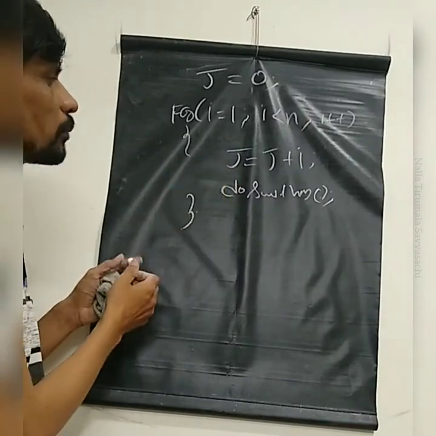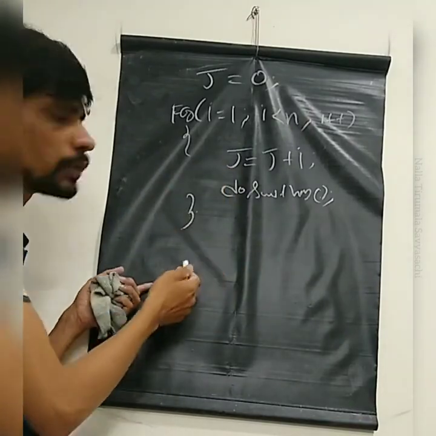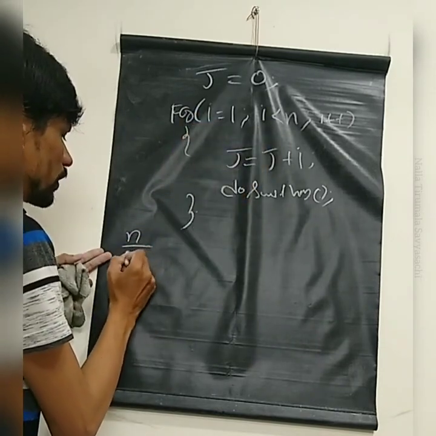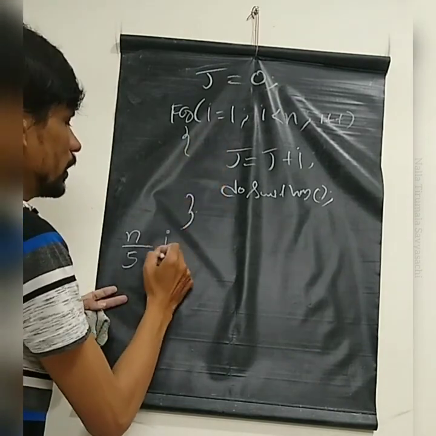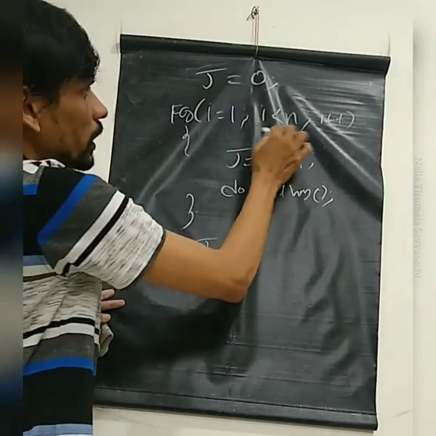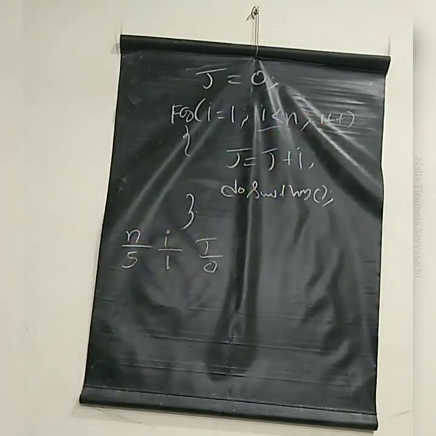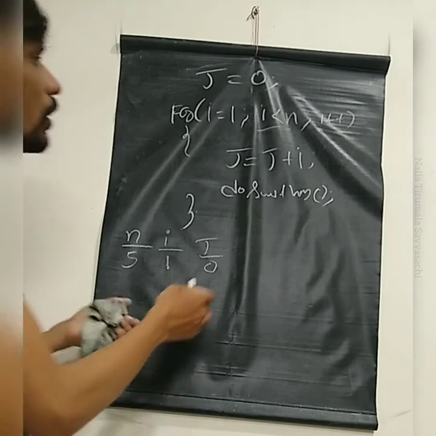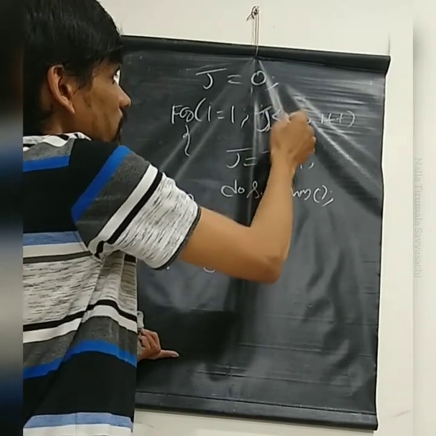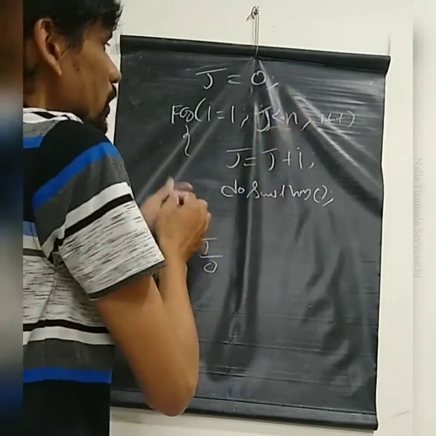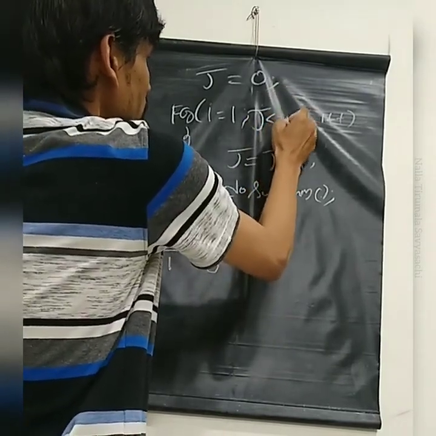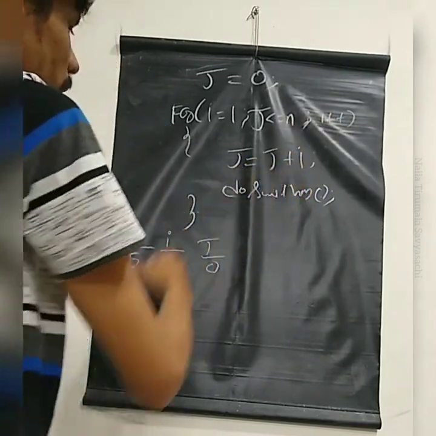what is the complexity of this program? Let's do the same thing. Let's imagine n equals 5. What is my i? i is 1. What is my j? Initially 0. So what is my condition? Let's make this as j: j is less than or equal to n. So we are incrementing here.